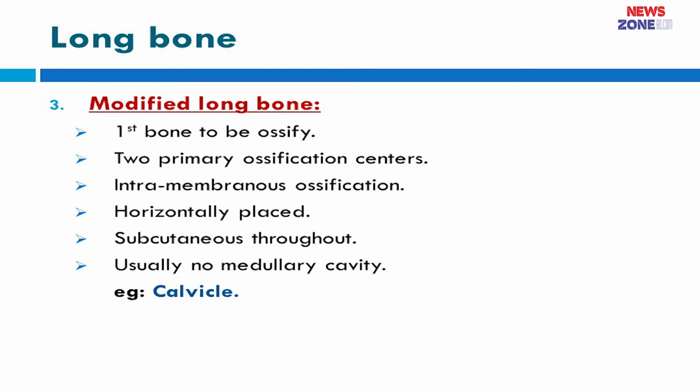And lastly, it doesn't have any medullary cavity. Most of the long bones have a medullary cavity inside the shaft containing the yellow bone marrow. But in case of modified long bone, it doesn't have any medullary cavity. Sometimes this type of modified long bone can be pierced by a subcutaneous nerve. The most common example of the modified long bone is the clavicle.